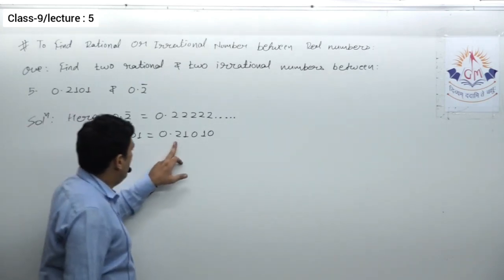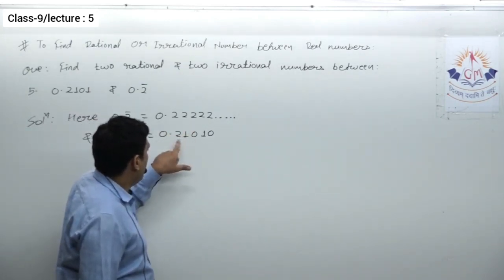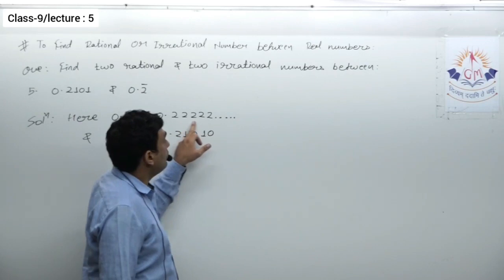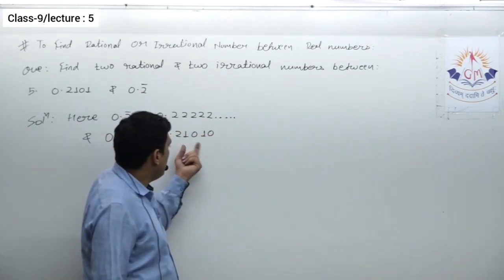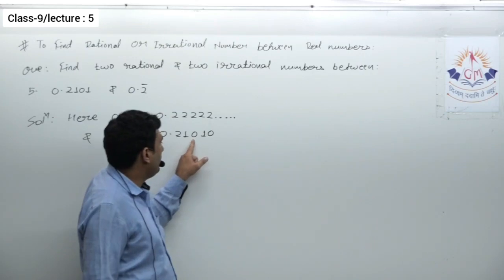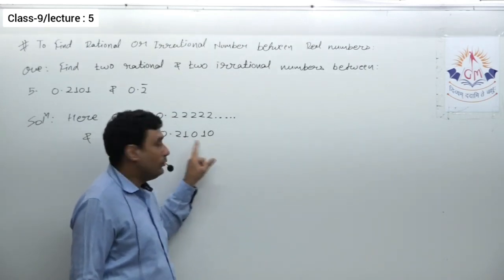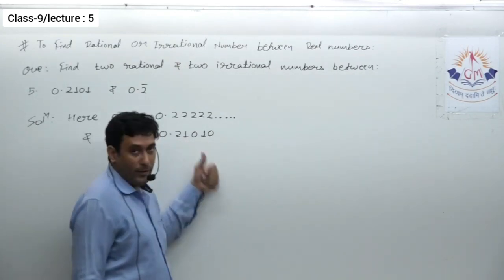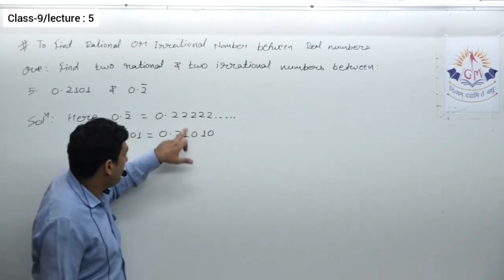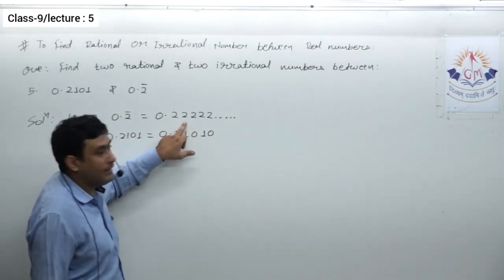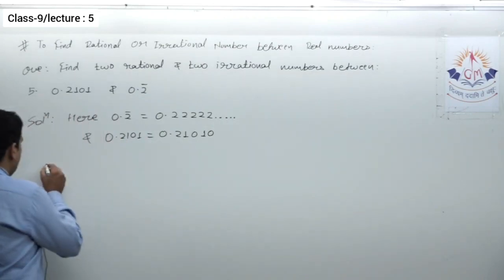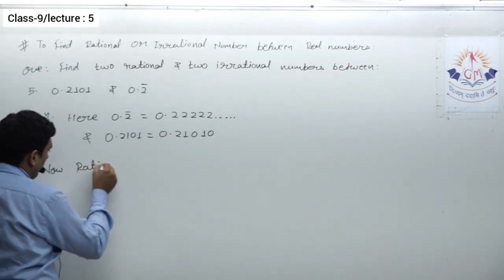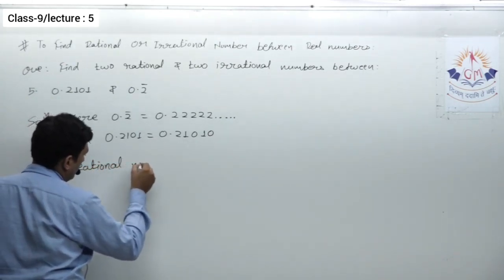So if I compare these two, here I can say this is without decimal. If I read, this is 21010 and this is 22222. So 21010. After that I can write 21011, 21012, and so on. And that number is definitely after this and before this. This is the greater number. So now rational numbers.